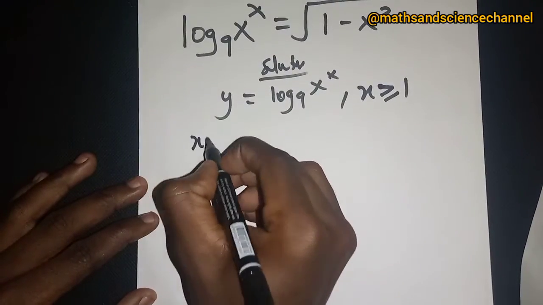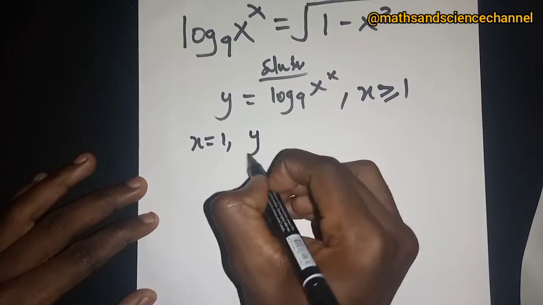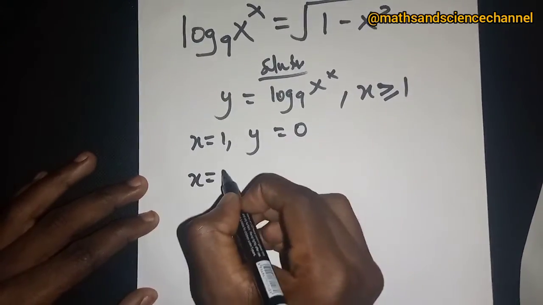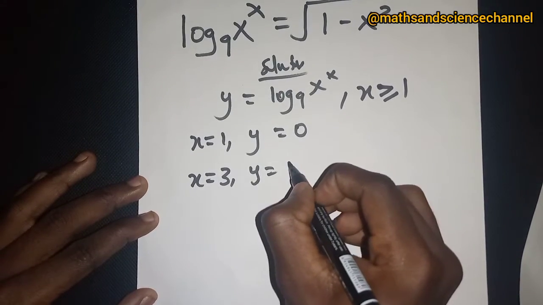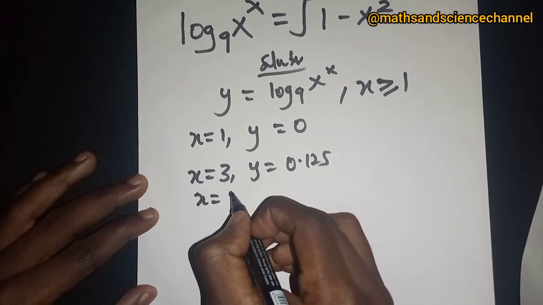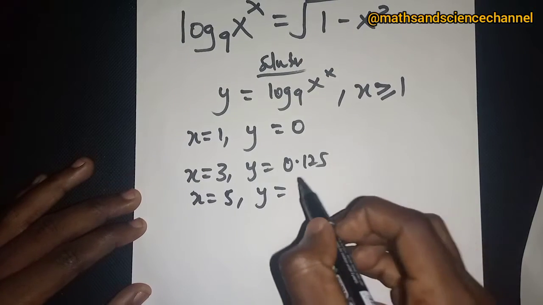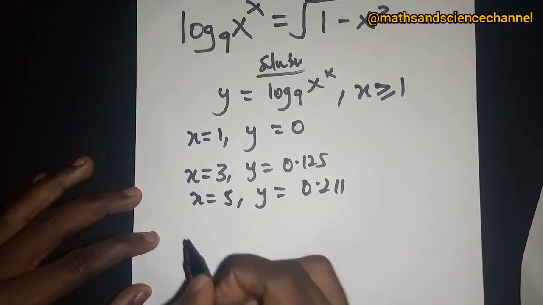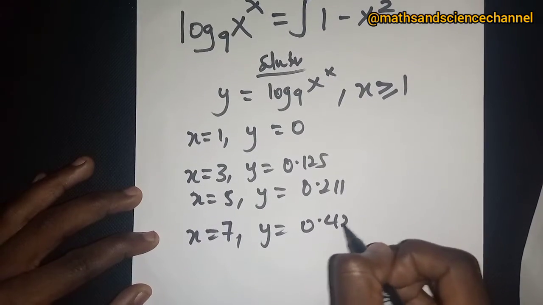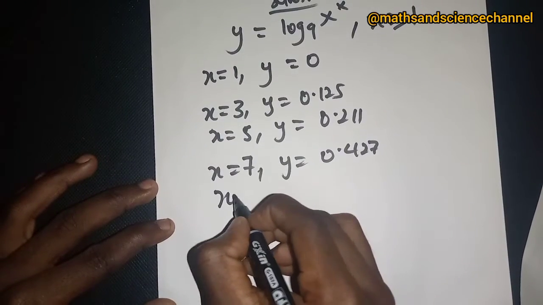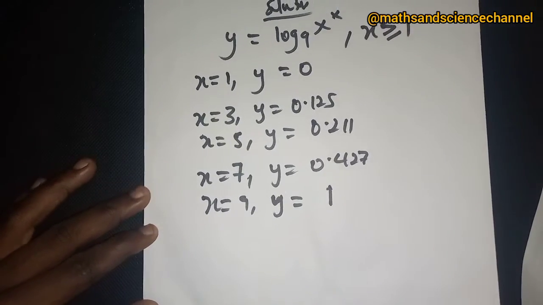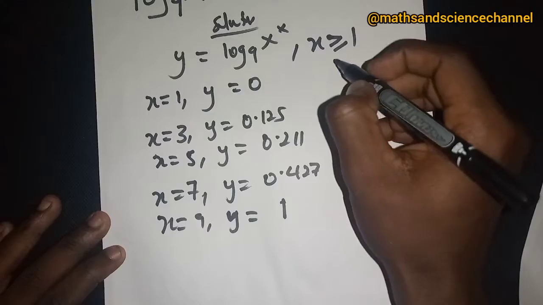So let's say if x is 1, what will be the value of y? Just substitute x into that, then we have the value of y being 0. Now let's take 3. If x is 3, what will y be? Then if x is 5, then y will be 0.211. Then if x is 7, then y will be 0.427. Then if x is 9, then our y will just be 1, right? So let's stop here.